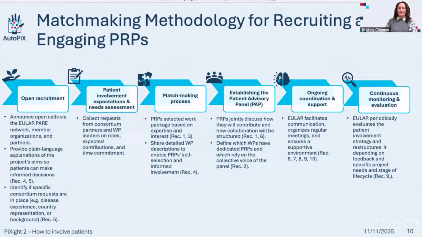And this is also the occasion where we conduct our first mini training on meaningful patient involvement in research by sharing the tips and tricks we receive from the EULAR cards.